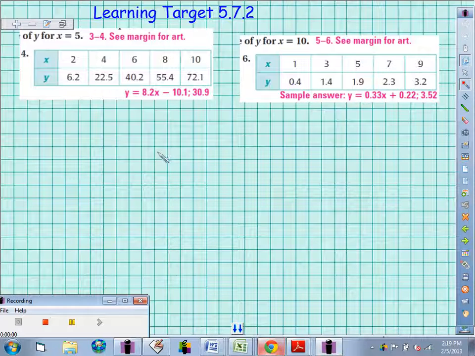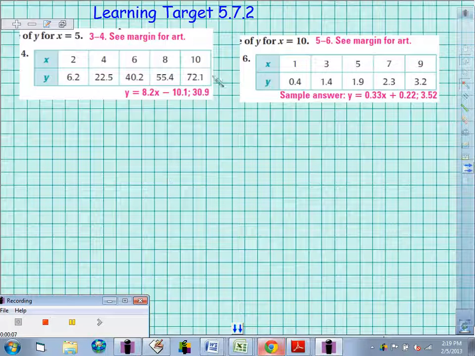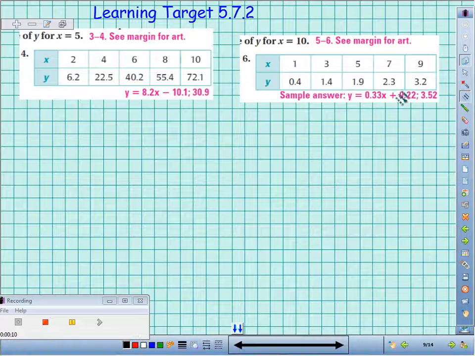All right, learning target 5.7.2 asks us to make a scatter plot from a table, write an equation of a fitted line, and then use the equation to find values. So those first two steps are the exact same thing as targets from 5.6. So I'll take number 4 as an example. Quick, make a table or make a scatter plot.